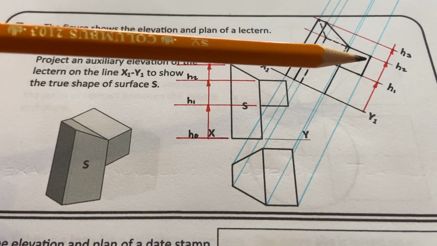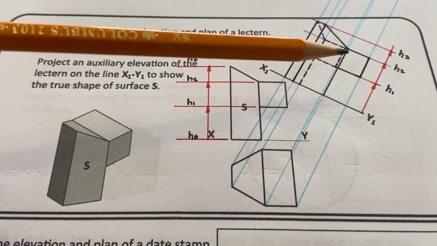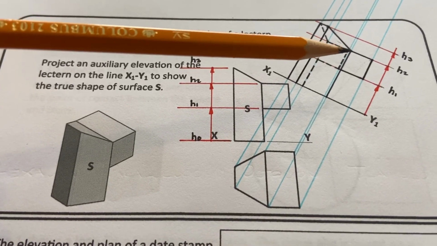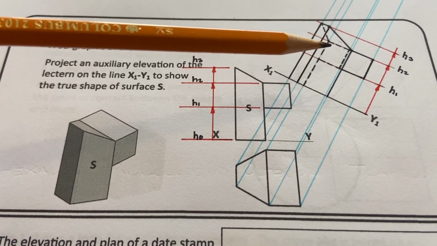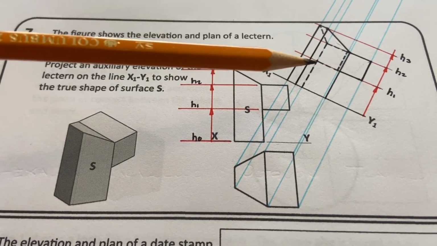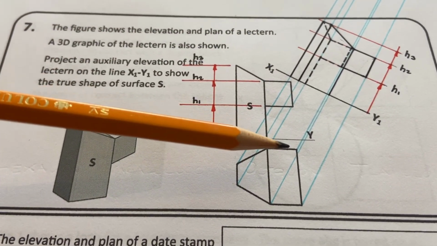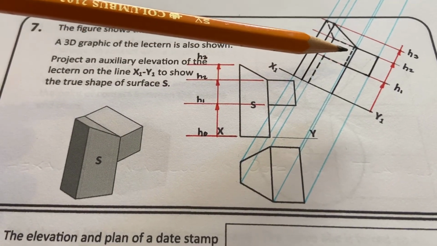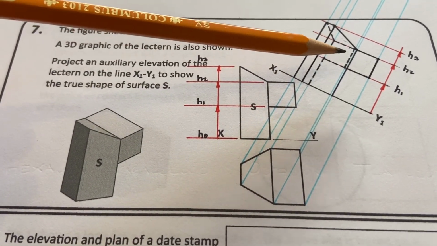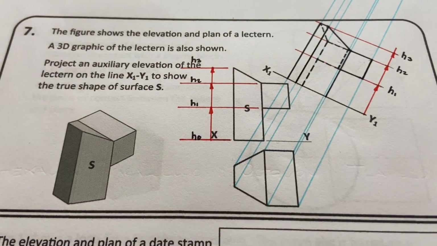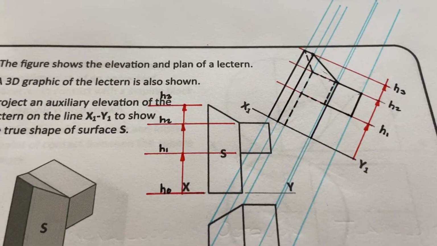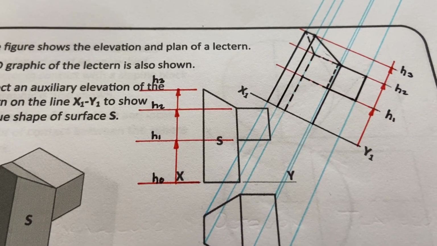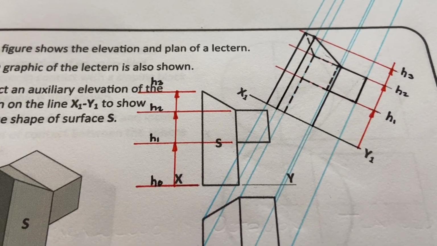And to do that then, as this surface comes in that we can see, that's going to give us a dashed line into this corner, because once it goes beyond that corner there, you can't see it anymore, and the same is true for the bottom. Then finally, we have this corner here at the back, and we just bring that up and it gives us this broken line here to represent this corner at the back. So that completes the auxiliary elevation of the lectern, showing the true shape of surface S.